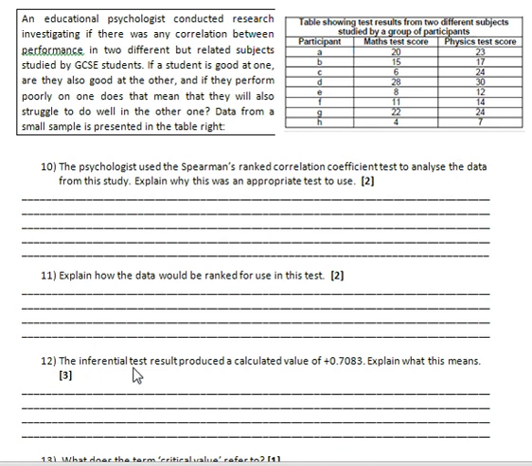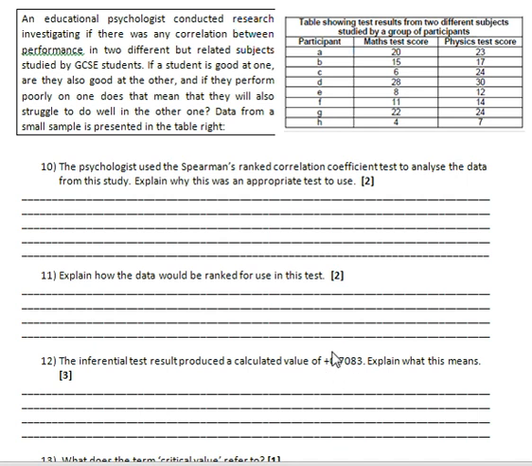Number 12 said the inferential test result produced a calculated value of plus 0.7083. Explain what this means. Quite a few people were confused about this. This is a correlation coefficient. It tells you whether or not you've got a correlation. Now, if there's a positive there, then it's a positive correlation. If there's a negative there, it's a negative correlation. So that was one comment you could make.